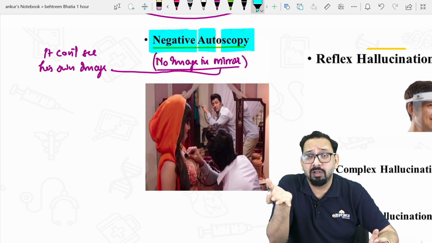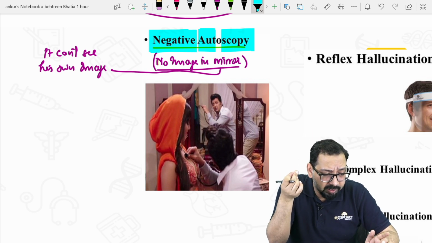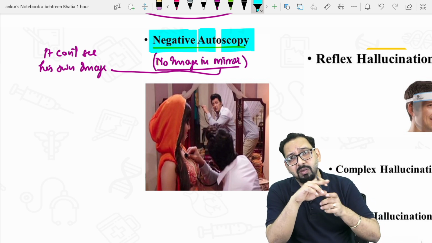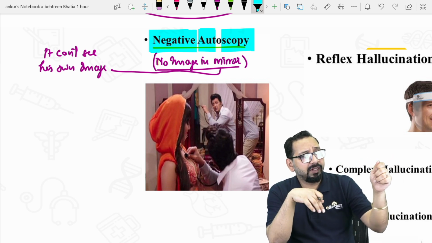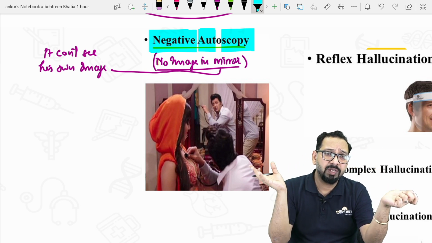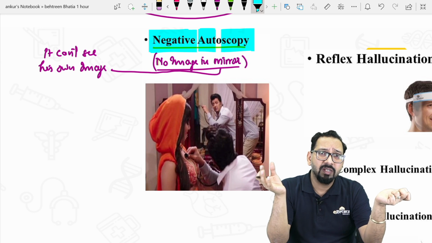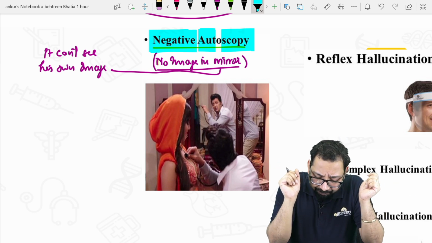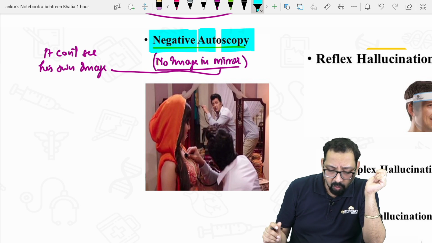The question was asked, an NB pattern question. There was a girl holding a mirror in her hand and there was no image in the mirror. And they asked, which phenomenon is this? And the answer was negative otoscopy. So this is negative otoscopy.